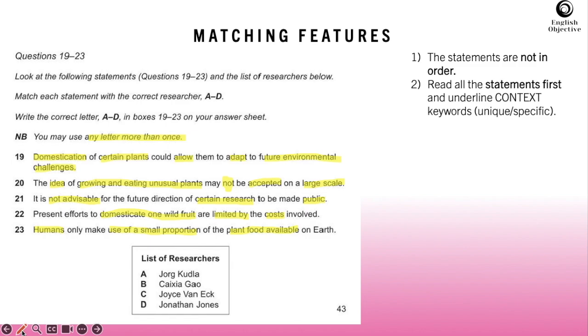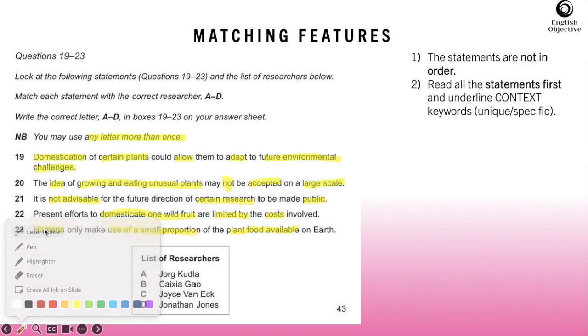All the keywords that you can see are different from question to question. So we should try to do that. The more unique the context keywords, the easier it would be for me to scan the text and find those keywords in the passage.